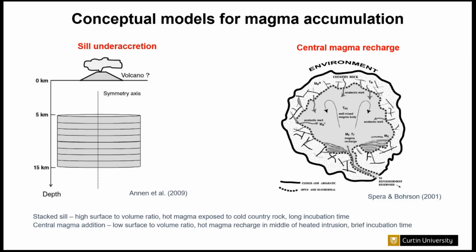There are some important thermal consequences between these two end-member models. With flat sills we have a high surface-to-volume ratio, so they cool relatively fast compared to the more spherical geometry, which has a low surface-to-volume ratio. The other effect is that here the new magma always gets in contact with cold country rock, which is a very efficient way for magma to lose heat. Whereas here, the new magma always goes into the hottest part of the magma body, and the heat loss is less efficient. So these are end members, and the truth is probably somewhere in between.